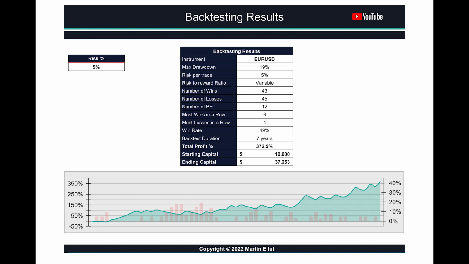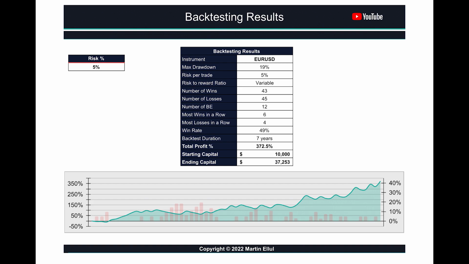Over a duration of 7 years, we had a total profit of 372.5%. If you had started with $10,000, you would have had $37,253. So 372.5% over 7 years is 53% a year.